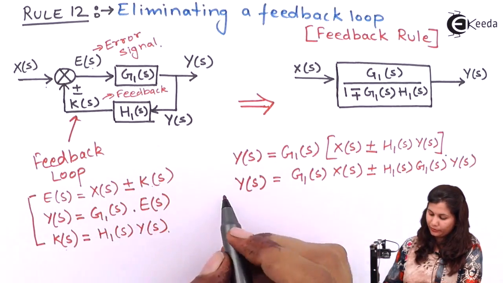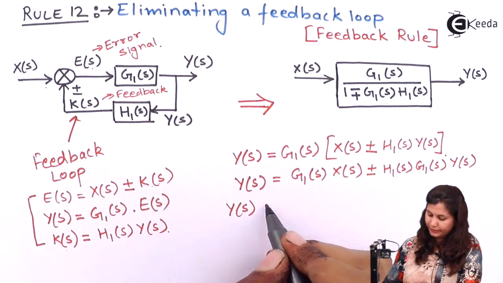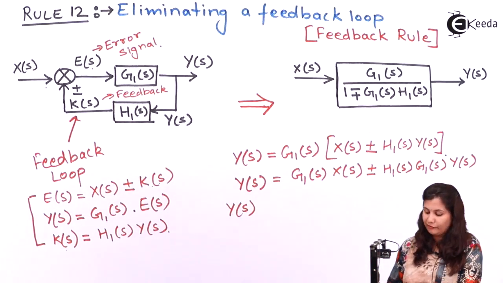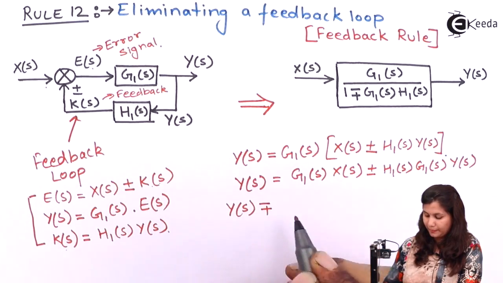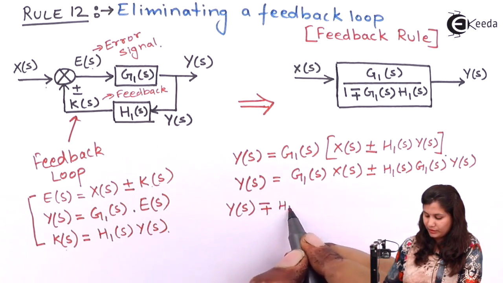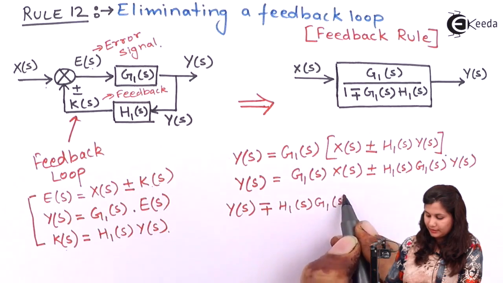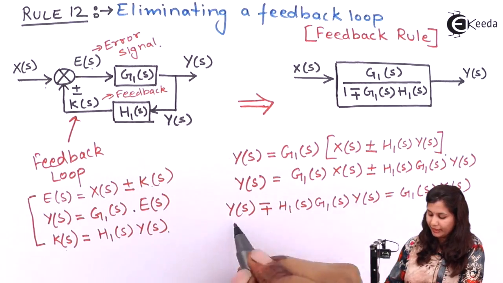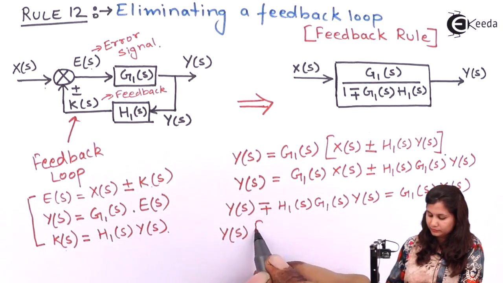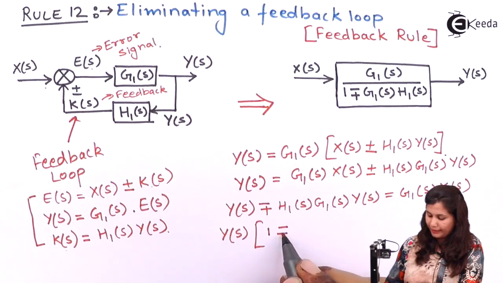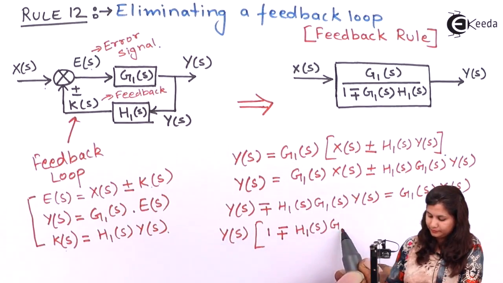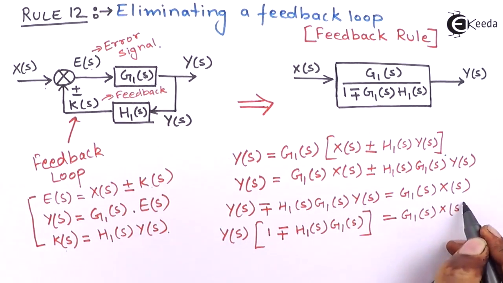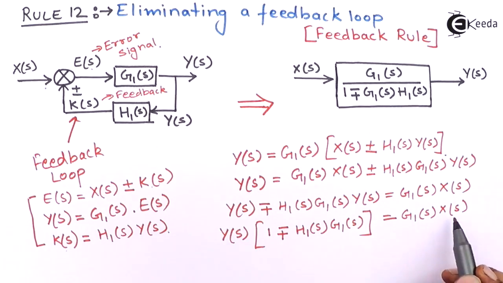This can be brought down to this position. When we have plus minus, if it is shifted to the left hand side, it will become minus plus. Then we have H1s, G1s and Ys. Taking Ys as common, we will get 1 minus plus H1s G1s, and on the right hand side we have G1s Xs.